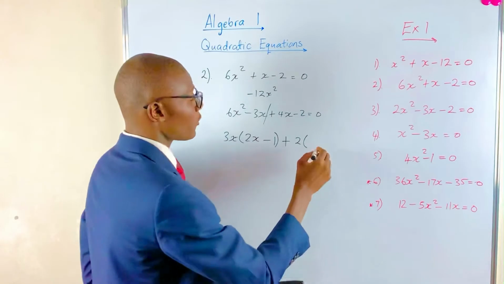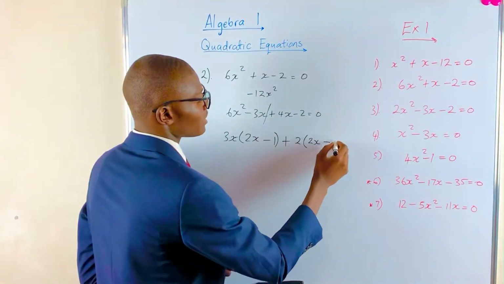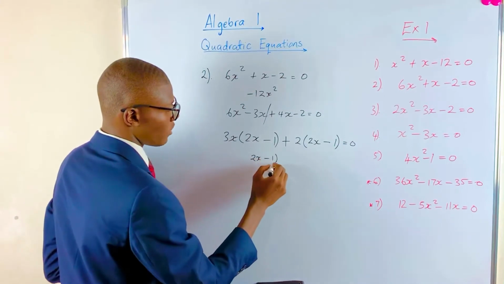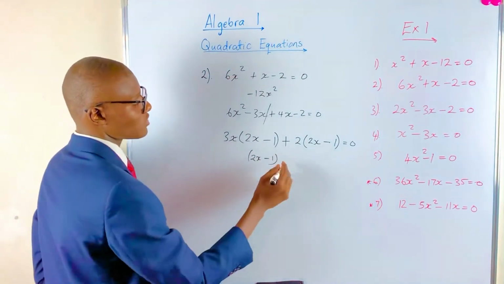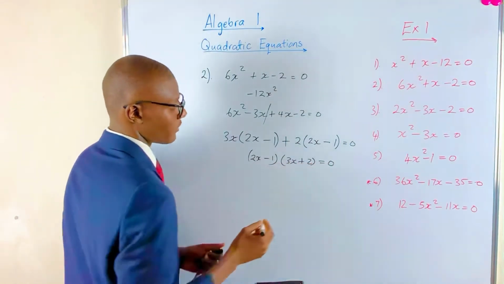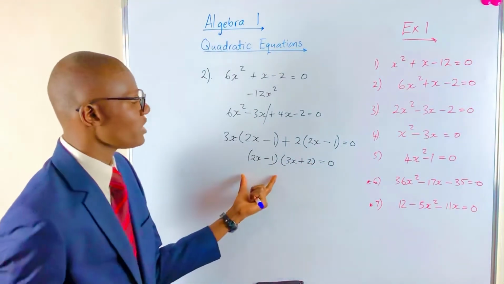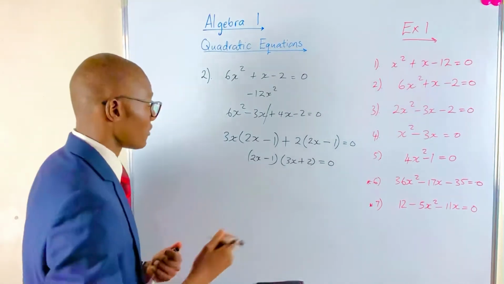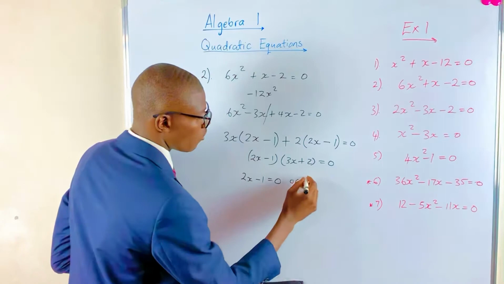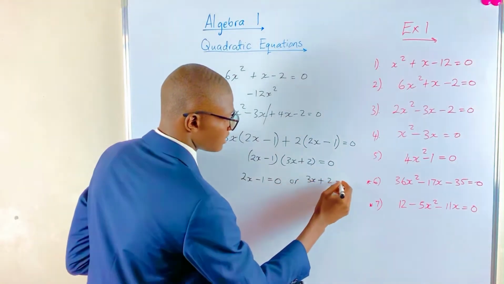2 into 4x, we get a 2x. Minus 2 into 2, we get a 1. So we see we've got 2x minus 1, which is this. Then we just combine that to have 3x plus 2 being equal to 0. Then we say either this should be equal to 0 or that should be equal to 0. So 2x minus 1 is equal to 0, or 3x plus 2 is equal to 0.